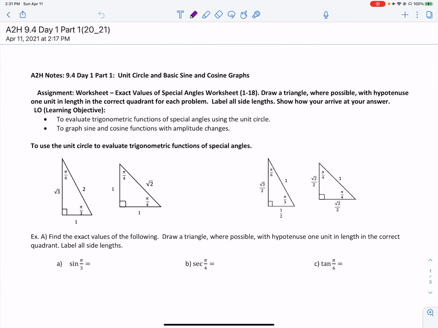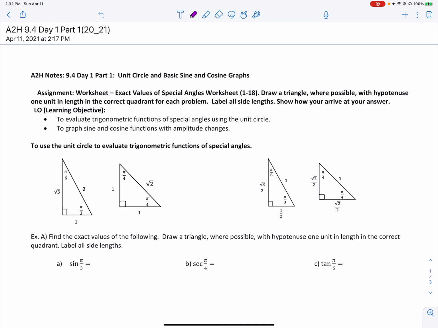Algebra 2 Honors 9.4, Day 1. I'm going to split this into two parts. So part 1, we are going to relook at these special triangles, 30, 60, 90, and 45, 45, 90. And I am going to have you create it so the hypotenuse is of length 1.